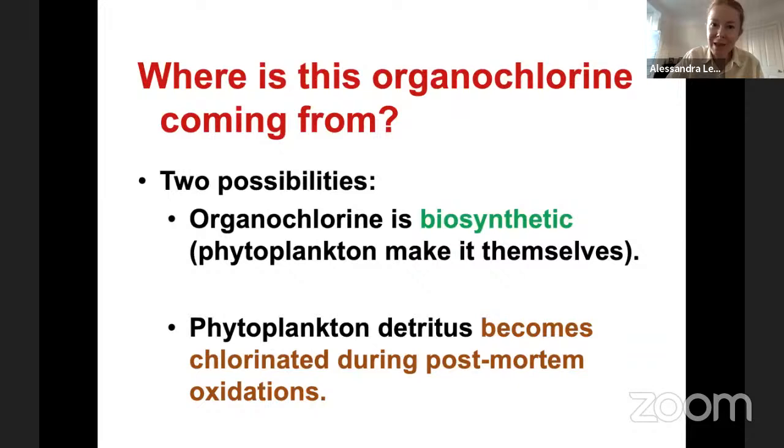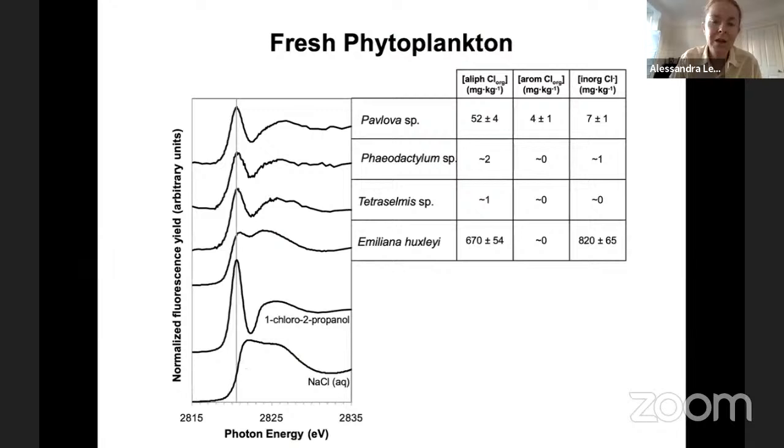So about this natural organochlorine in marine systems, we wonder where it's coming from. Are the phytoplankton making it themselves? Is it biosynthetic? Or does the organochlorine get generated from the chemical transformations that happen to phytoplankton detritus after they die and start sinking down the water column? So we looked at some fresh phytoplankton, and here are the spectra of 4 different varieties of phytoplankton: Pavlova, Phaeodactylum, Tetraselmis, and E. huxleyi, which is a coccolithophore. And all of them show some organochlorine, but they have different concentrations, which is interesting.